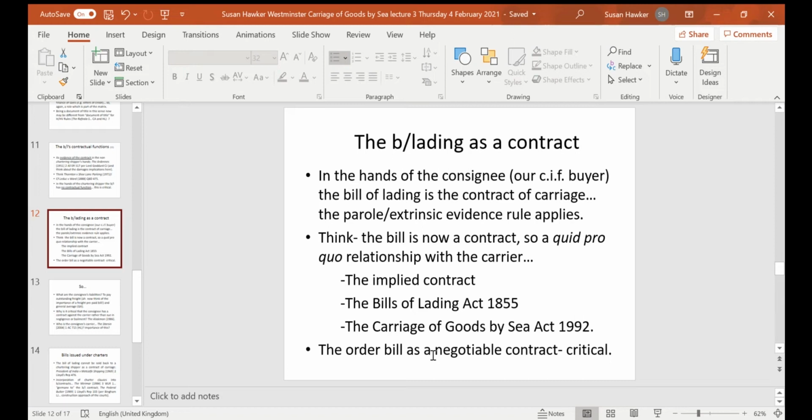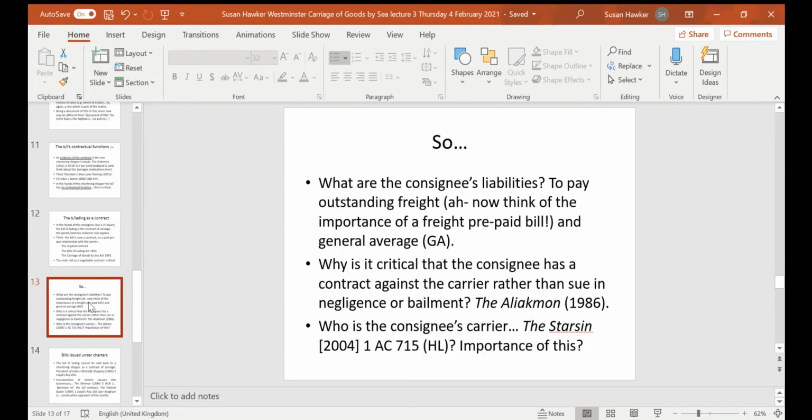He, the first buyer who's now on-sold the goods, drops out of the picture, and our new buyer, new consignee, takes that bill of lading as his contract, quid pro quo against the carrier. So it keeps trade going, it keeps it moving. And here I've talked about the Aliakmon, and here I've talked about the consignee's liabilities. Freight prepaid bill is important.